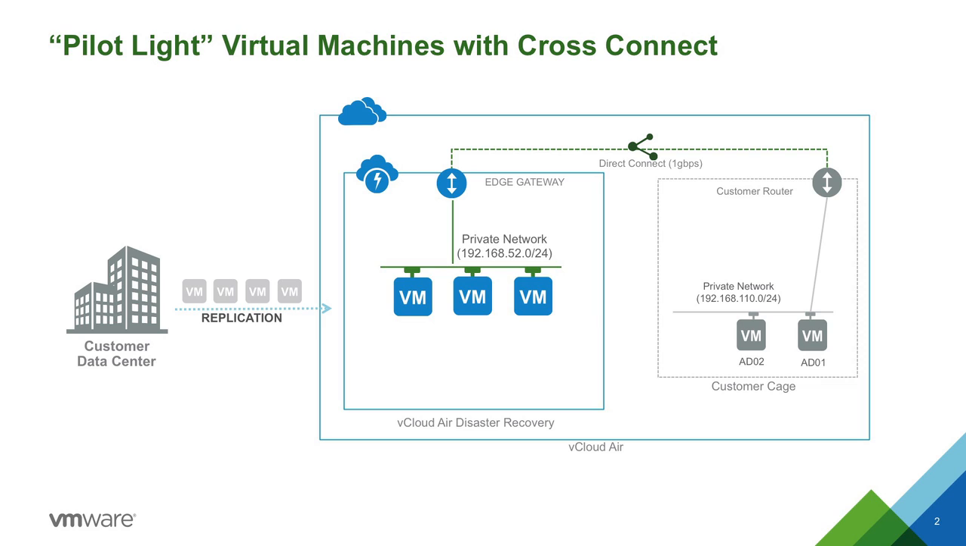And then we can connect those servers to vCloud Air using Direct Connect, which is a 1 GB link between the cage and the vCloud Air environment. So when you fail over to vCloud Air, you can actually fail over those virtual machines, power them on, and then all the local authentication happens with the Active Directory servers running in that cage.